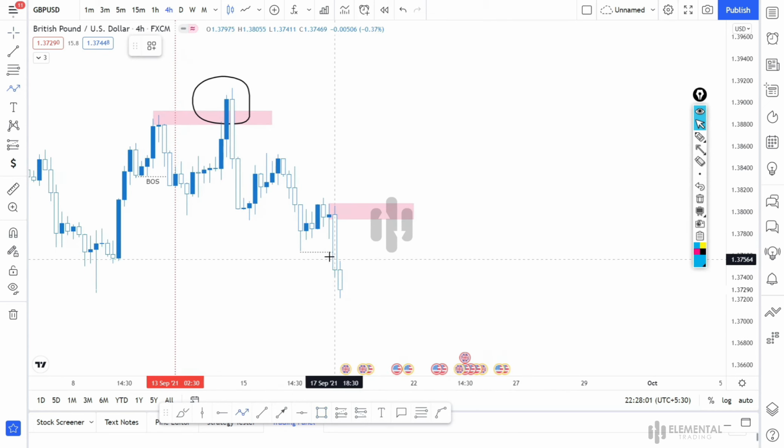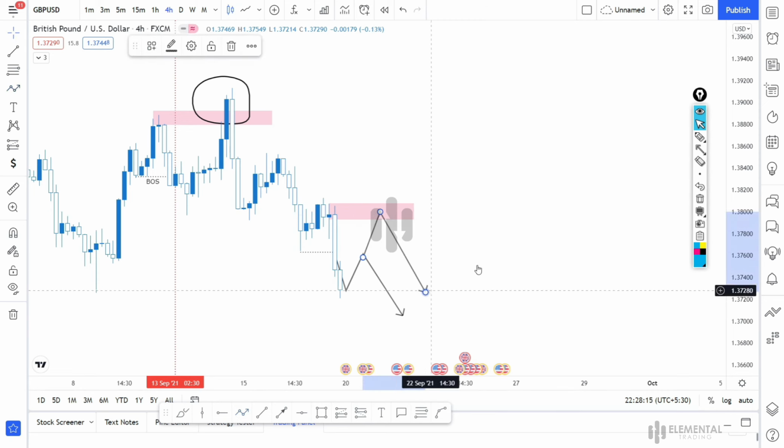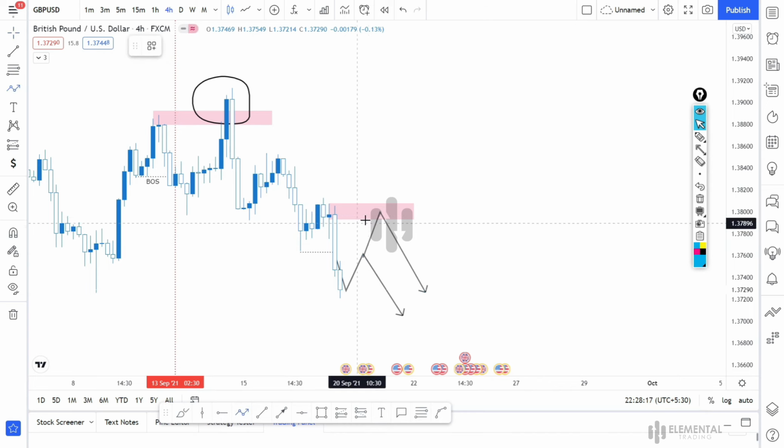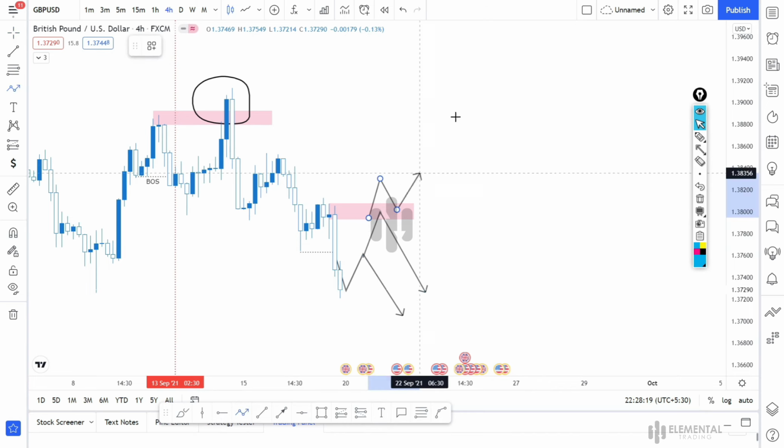Okay. So our first plan, that is plan A, will be break and retest of this structure low. This structure low, break and retest. So this is our plan A. Our plan B will be double top from the minor key level. And plan C will be break and retest of key level.